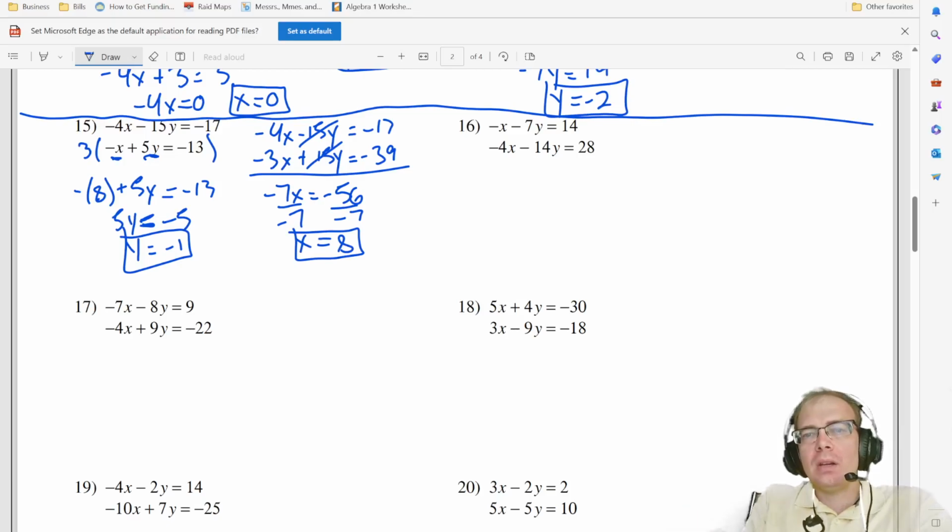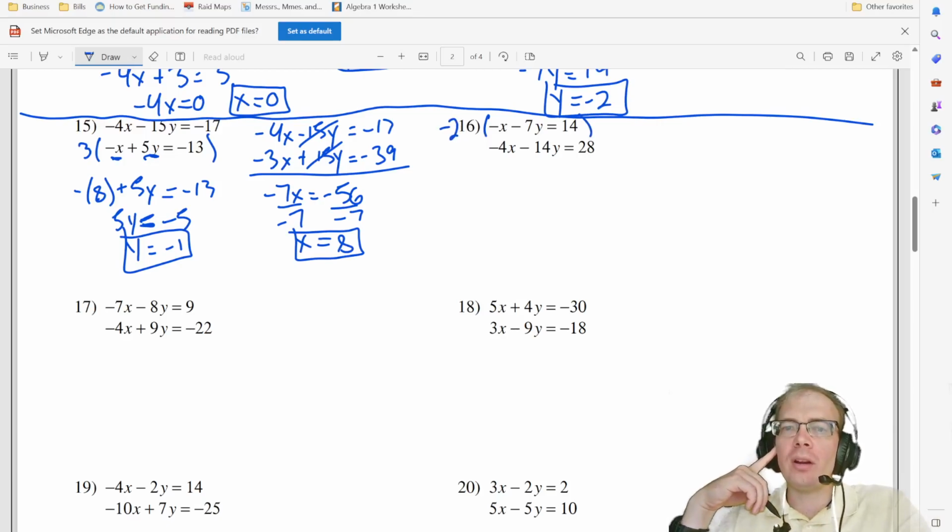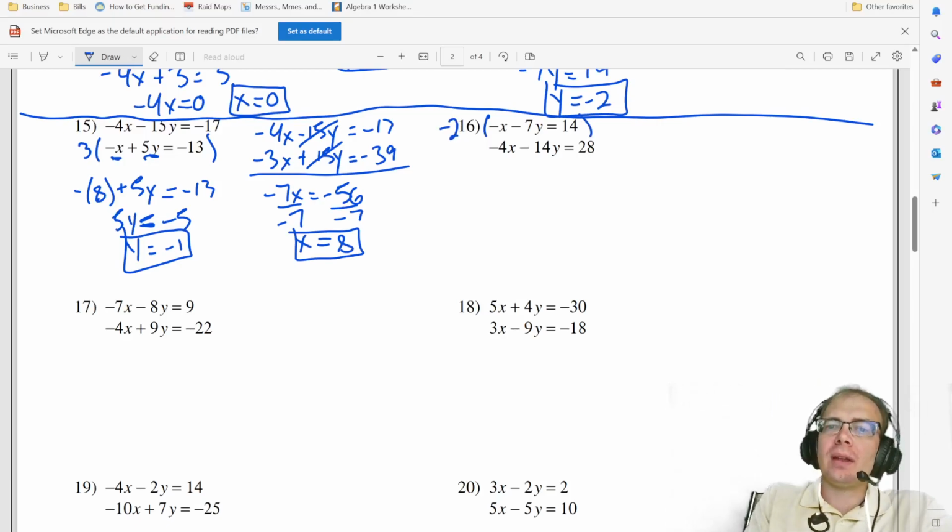All right. Over here, it looks like I could times by a negative 2 or a negative 4. I'd rather times by a negative 2. If I times by a negative 4, I would get the x's to cancel. If I times by a negative 2, I get the y's to cancel.